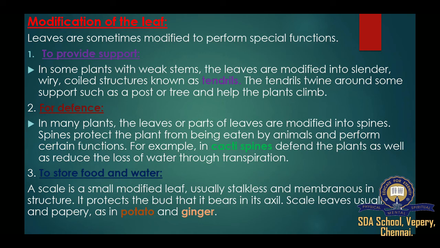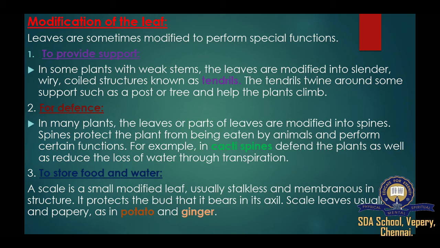For defense, in many plants, the leaves or parts of the leaves are modified or changed into spines. Spines mean sharp objects. Spines protect the plant from being eaten by animals and perform certain other functions. For example, in cacti, the spines defend the plant as well as reduce the loss of water through transpiration. Prickly poppy, pineapple, aloe, dogbane plant and date palm are other plants whose leaves or parts of leaves change into spines.